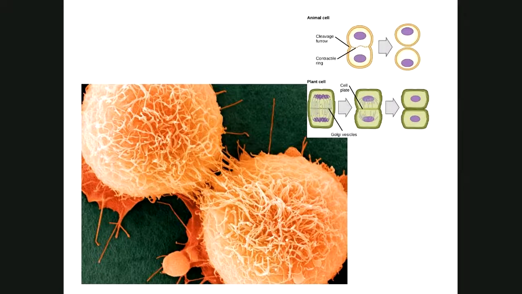There we go. Animal cell. See, it's been pinched down, almost just about to separate in two. And up above is a drawing out of your book. Plant cells have to make a cell plate between them. Next picture is a little bit better.